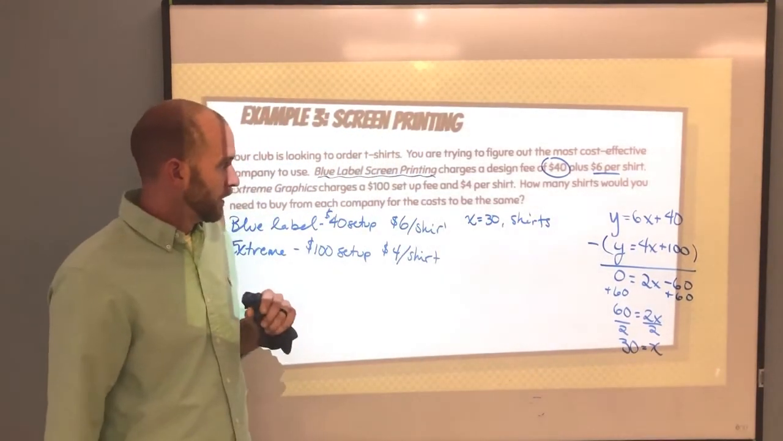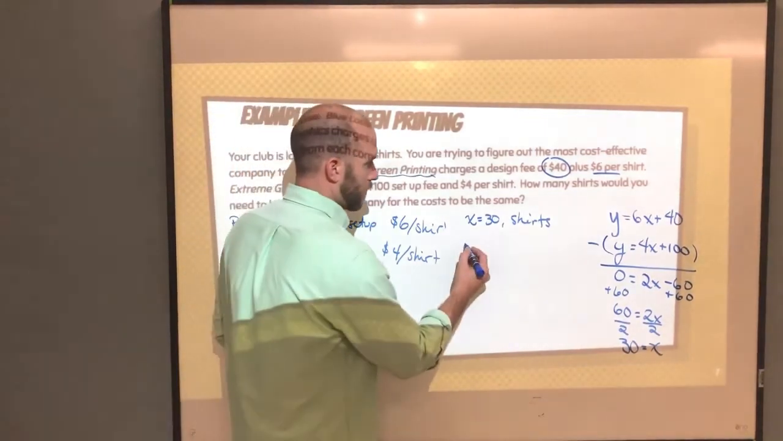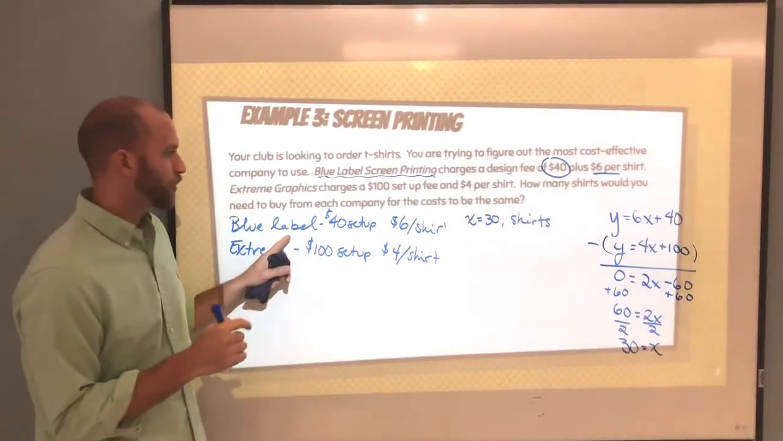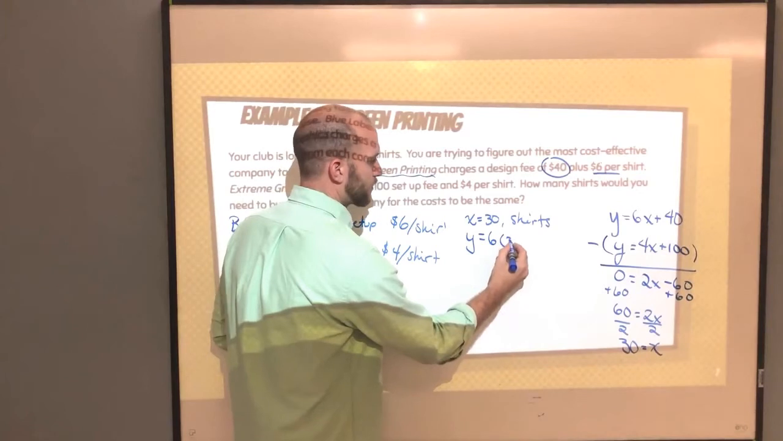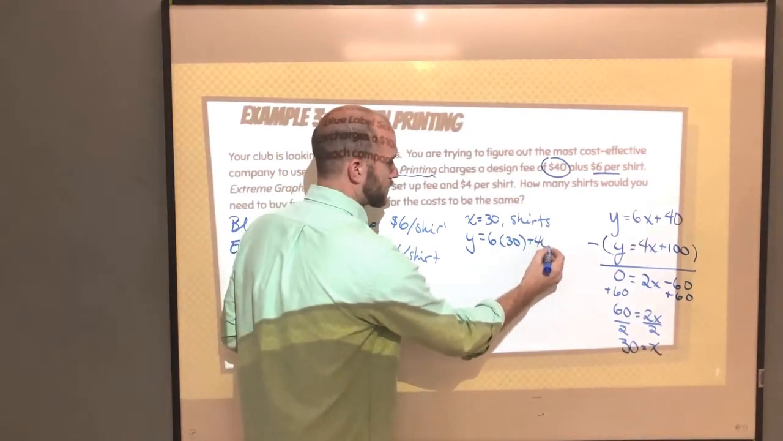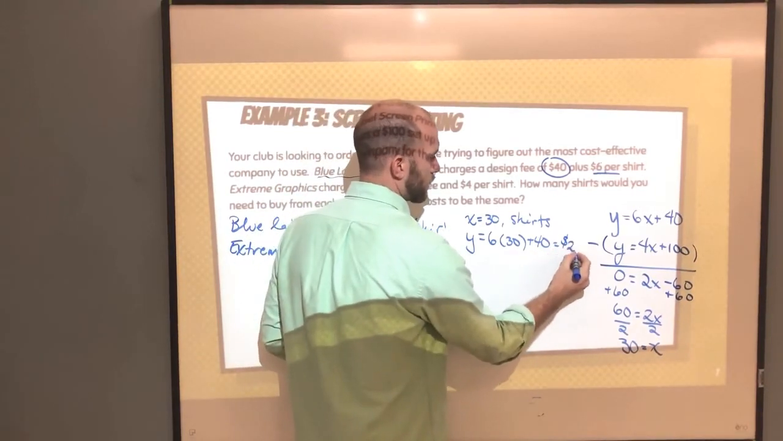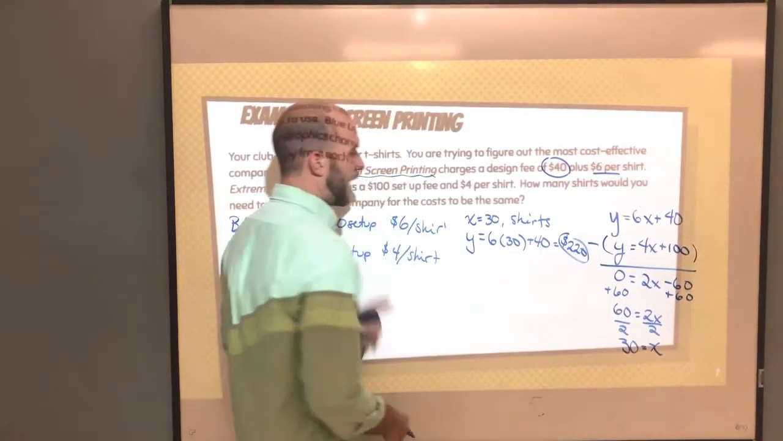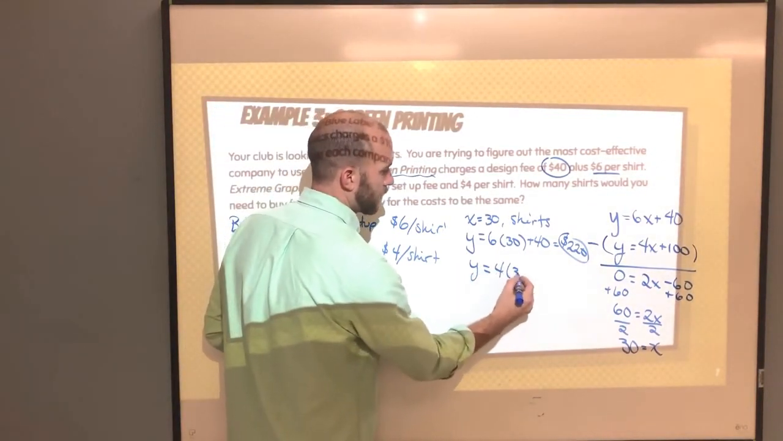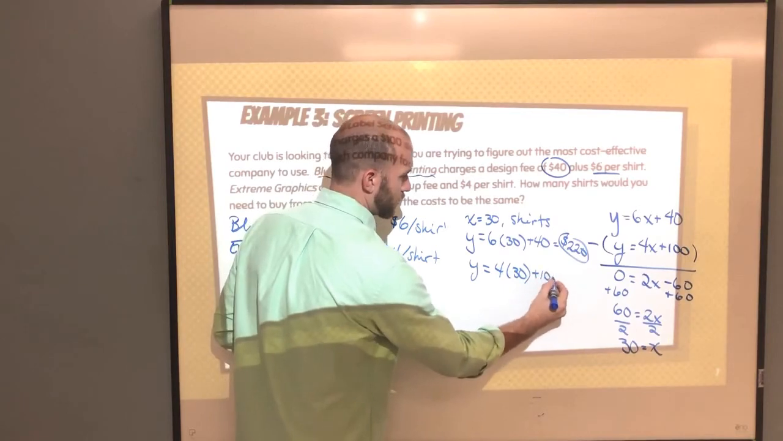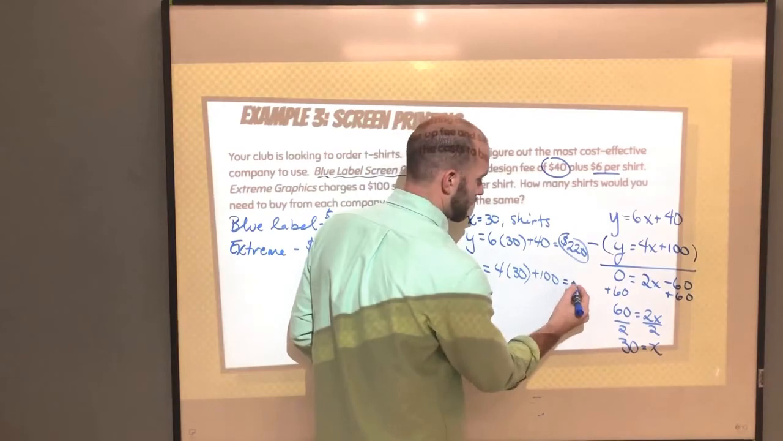30 shirts. Let's figure out how much that's going to cost at either company. So at Blue Label Graphics, that's going to be Y equals 6 times 30 plus $40. 6 times 30 is 180, plus 40 is $220. Okay? At Extreme Graphics, our total cost is going to be 4 times 30 plus $100. Well, we know 4 times 30 is 120, plus 100 would give us 220.